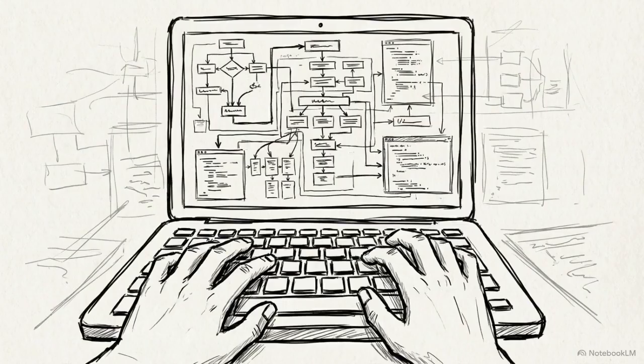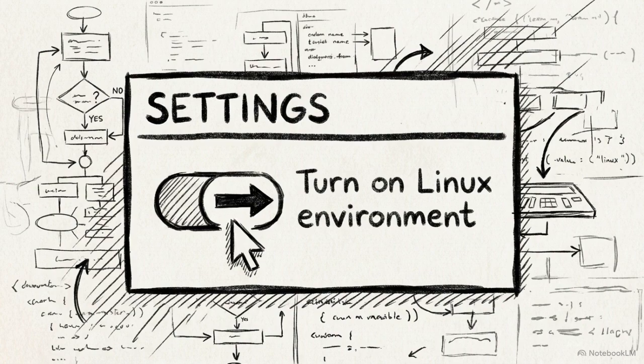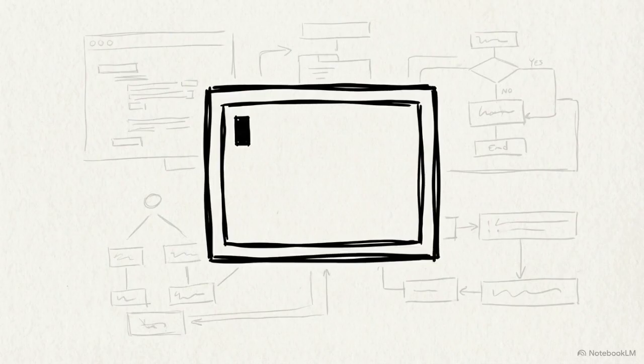With the account tier selected, we need to prepare the operating system. If you are on a Chromebook, you have to bypass the standard user interface to access the command line. Open your device settings, navigate to the Developer section, and select Turn on Linux Environment. This grants you access to a fully functioning terminal. Securing the correct subscription tier and enabling Linux right now guarantees you will not hit permission errors or paywalls once we start writing commands. Now, open that terminal.